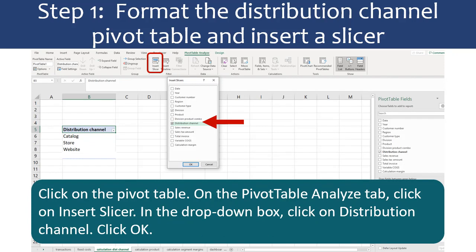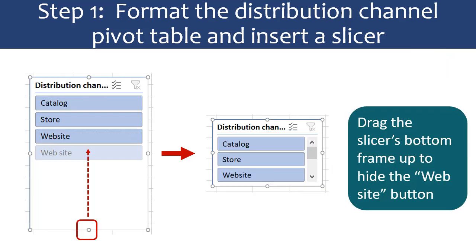Click on the pivot table. On the Pivot Table Analyze tab, click on Insert Slicer. In the drop-down box, click on Distribution Channel. Click OK. Drag the slicer's bottom frame up to hide the website button, the one with the error. Now we have created the slicer we will need in a later step.